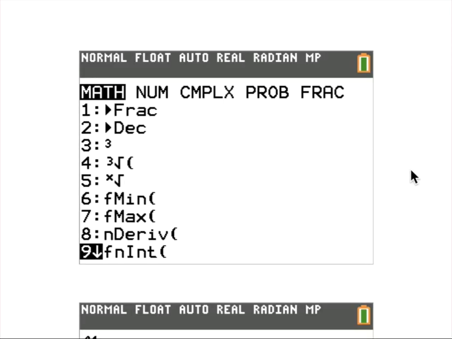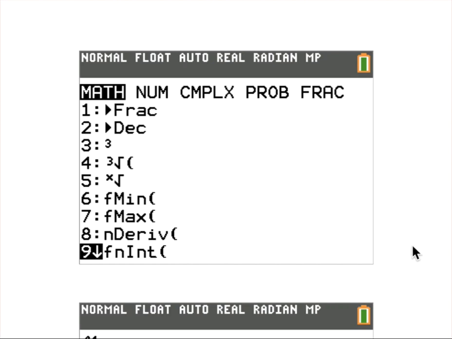TI-83 or 84 calculator. I did this on simulation software for a TI-84, which I believe I've shown you in the past. And on the TI-84, and this also applies if you happen to have an 83, but unless you've had the calculator for a long time, you probably don't have an 83. If you were going to buy a calculator like this, I would not recommend buying an 83. I would recommend buying an 84 or something like that.